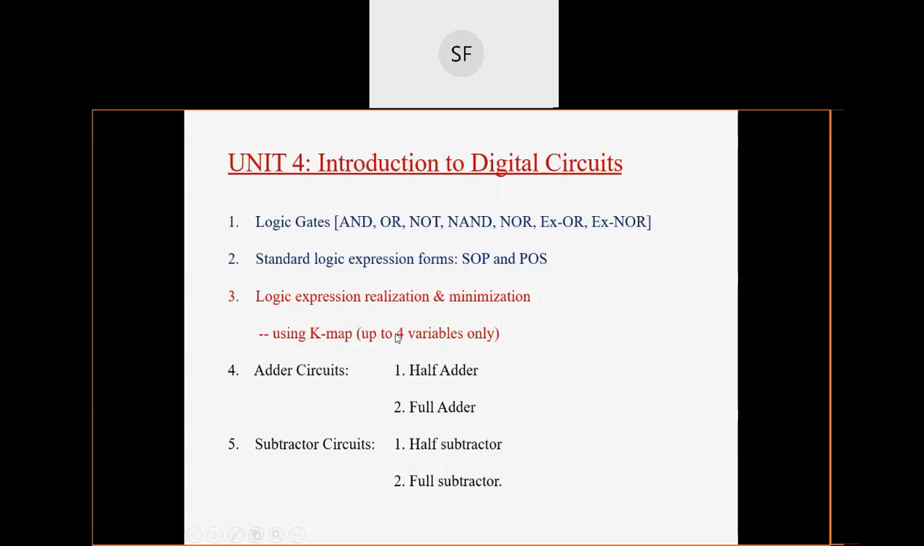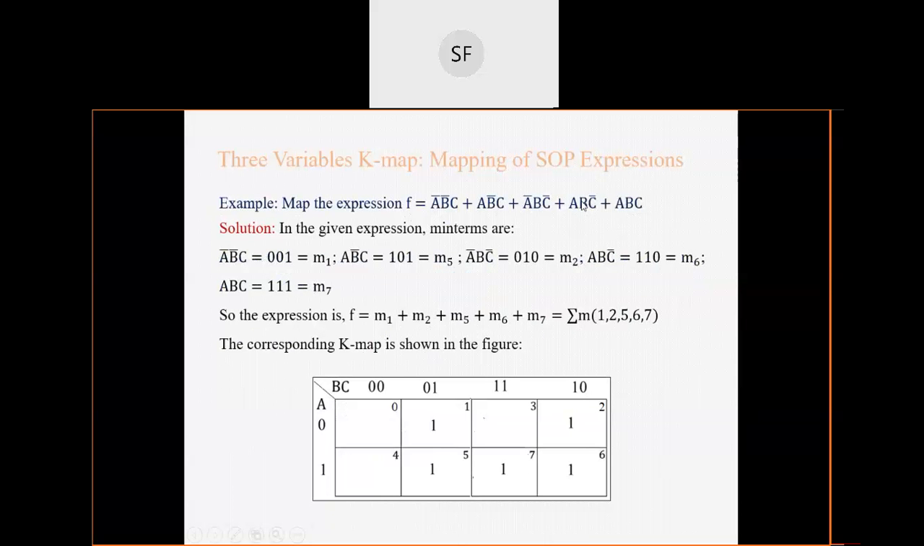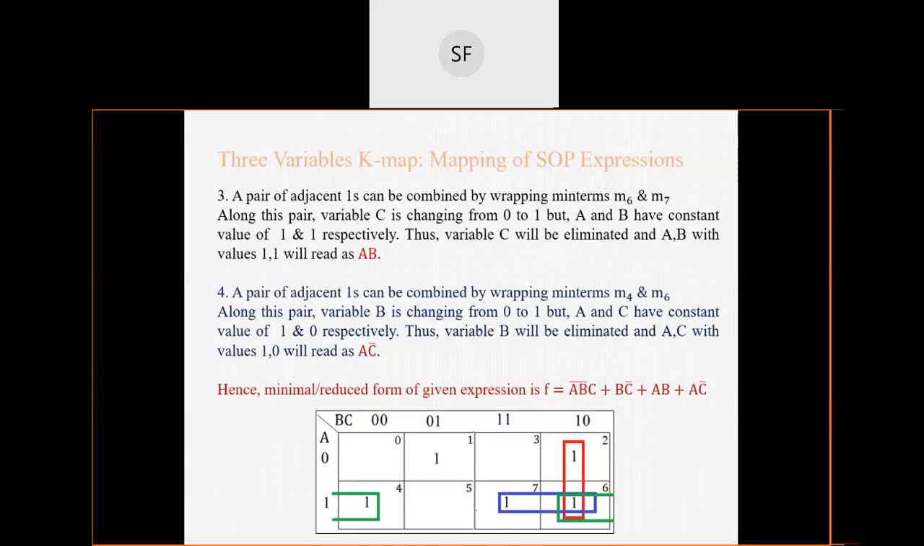We have seen the 2 variable K-map, and we have also seen the 3 variable K-map. In the 3 variable K-map, we have seen the minimization of the sum of product form, which we already saw in the last session. This is the 3 variable K-map and mapping of SOP expression. Today we will discuss POS expressions. We have already seen a couple of examples of the 3 variable K-map given in SOP form.